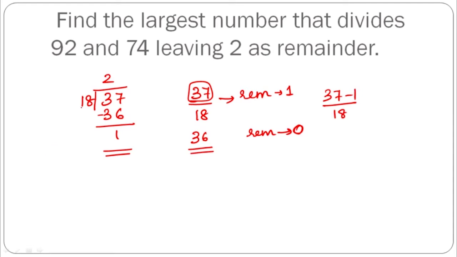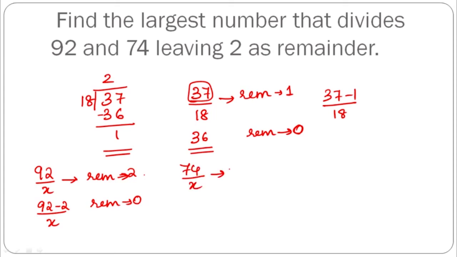Similarly, here when I am dividing 92 by some number x, I am getting the remainder as 2. If I have to get the remainder as 0, then the number that I have to divide by x is nothing but 92 minus 2, or if I divide 90 by x, the remainder would be 0. Similarly, when I am dividing 74 by x, I am getting a remainder as 2. So, if I have to get the remainder as 0 when I am dividing a number by x, then what should that number be? It should be nothing but 74 minus 2. When I divide 74 minus 2 by x, the remainder that I get will be equal to 0.